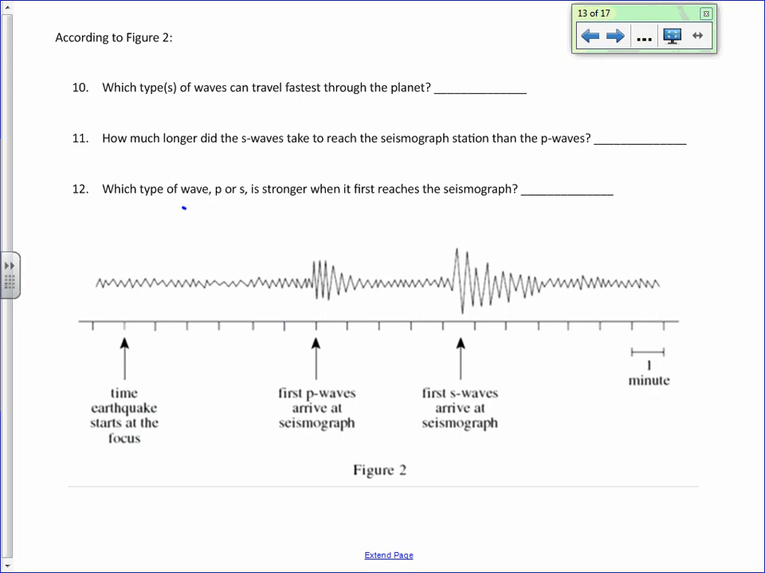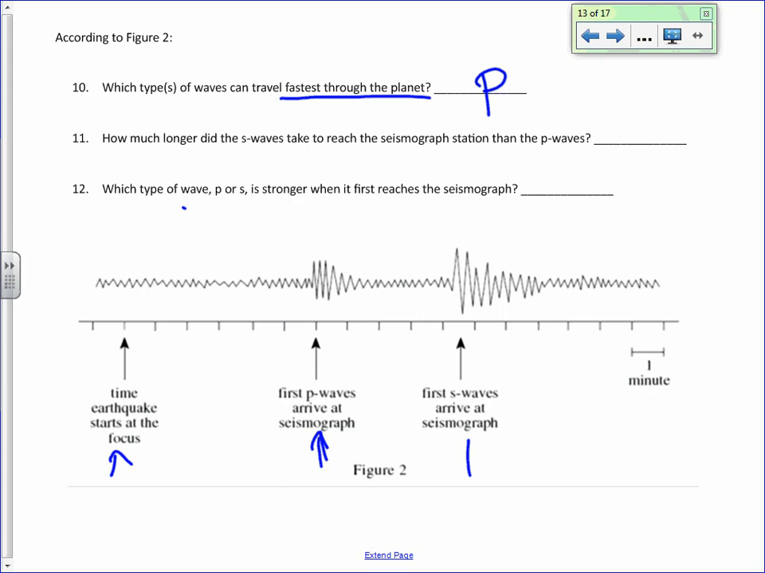Which types of waves would travel fastest through the planet? How would we get this question? I said P waves. Why did you say P waves? Because P waves come first on the seismograph. Perfect. Nice. Since P waves come first, so here's where it started. You notice P waves hit first and S waves hit second, so P waves must travel faster. All right, what about the next one?